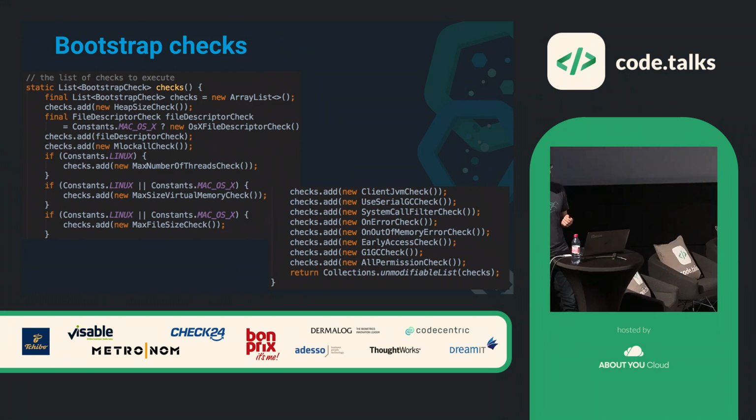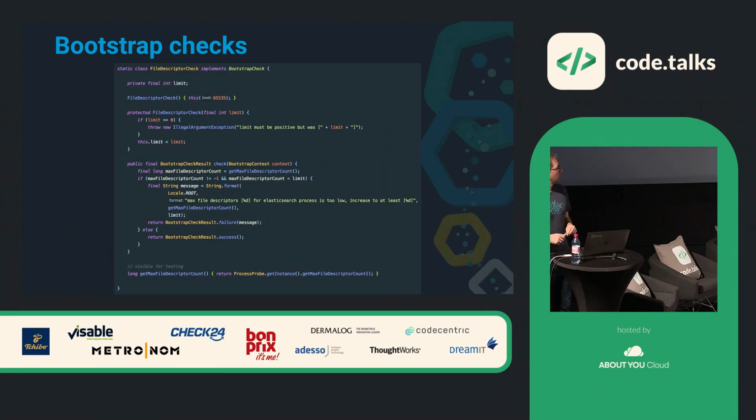One is the configuration for the JVM, where you want to make sure that you haven't fiddled with certain things, like setting a serial garbage collector, which would slow down the system tremendously. And the other thing is the operating system, where we want to make sure that we can create enough threads as a user, where we want to make sure that we can open enough file handles. File handles are super important for Elasticsearch and Lucene.